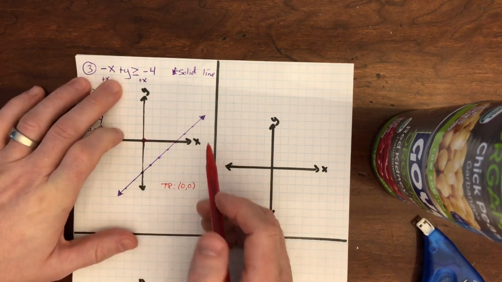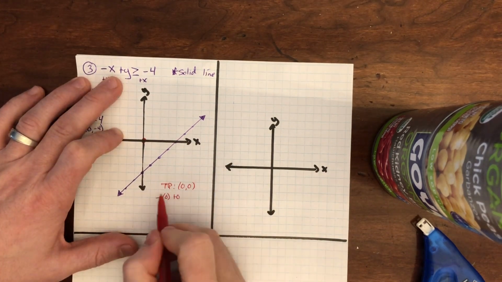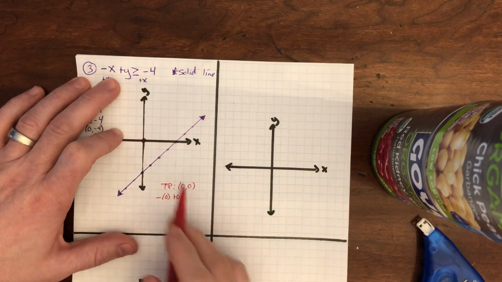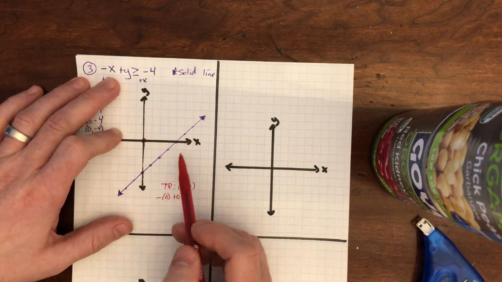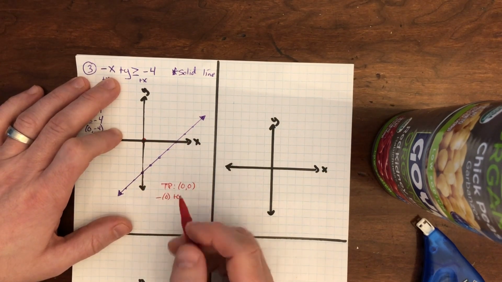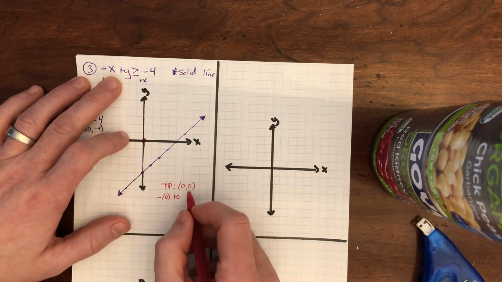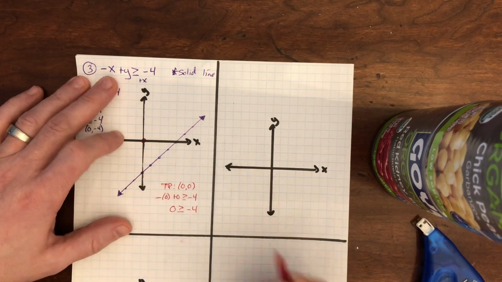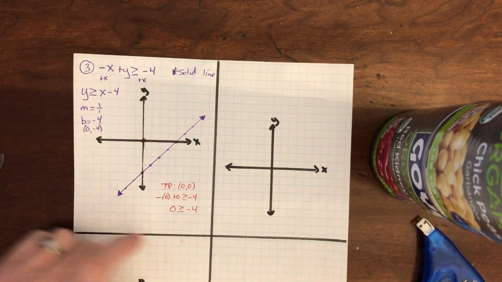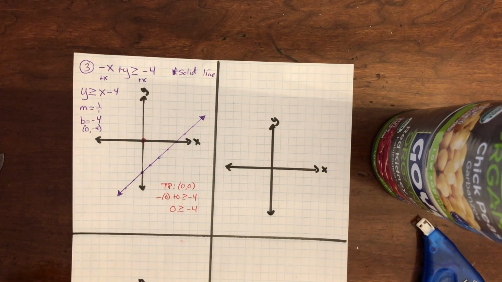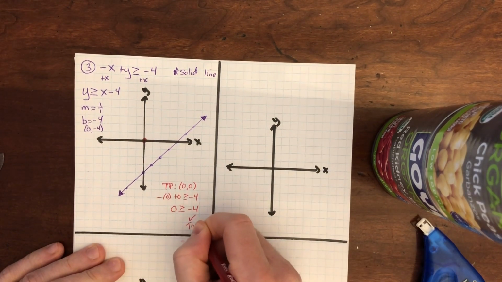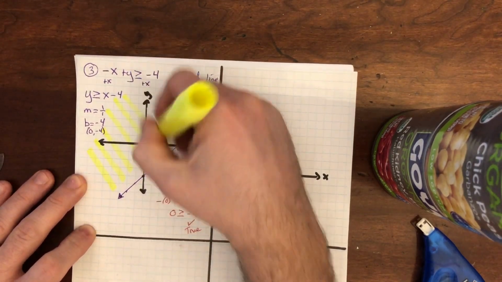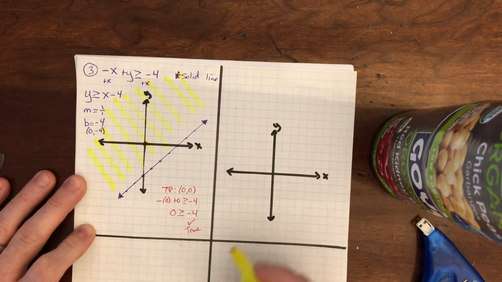All right, so what I'm now gonna do is I'm gonna pick my test point, which is 0, 0, and I'm gonna plug it into the original equation. Now understand, we can pick any point on our graph as long as it's not on the line. All right, so -0 plus 0 is greater than or equal to -4. This would be 0. Now this one can be tricky. Is 0 greater than -4? Yes, it is, right? So this is true. So we're gonna shade this entire region. We're gonna shade everywhere above our graph. Okay.